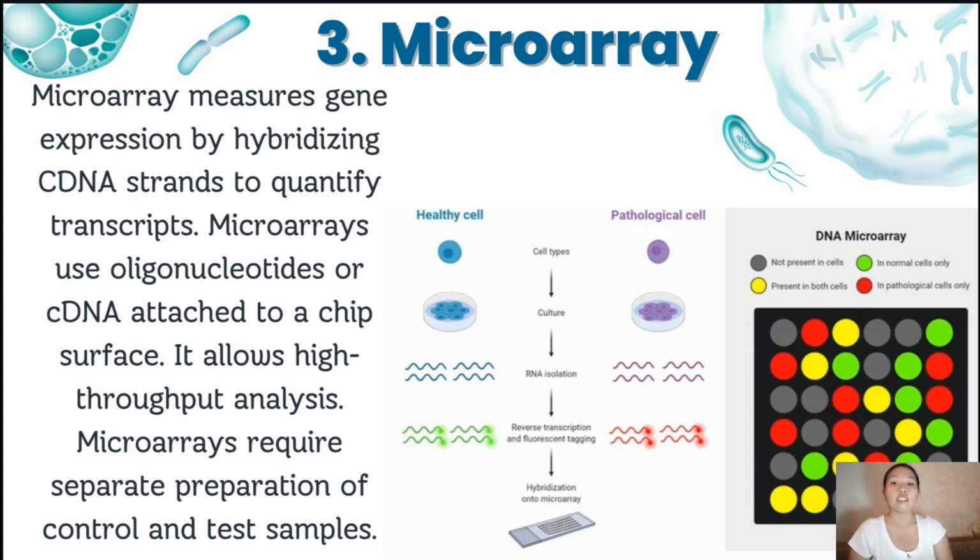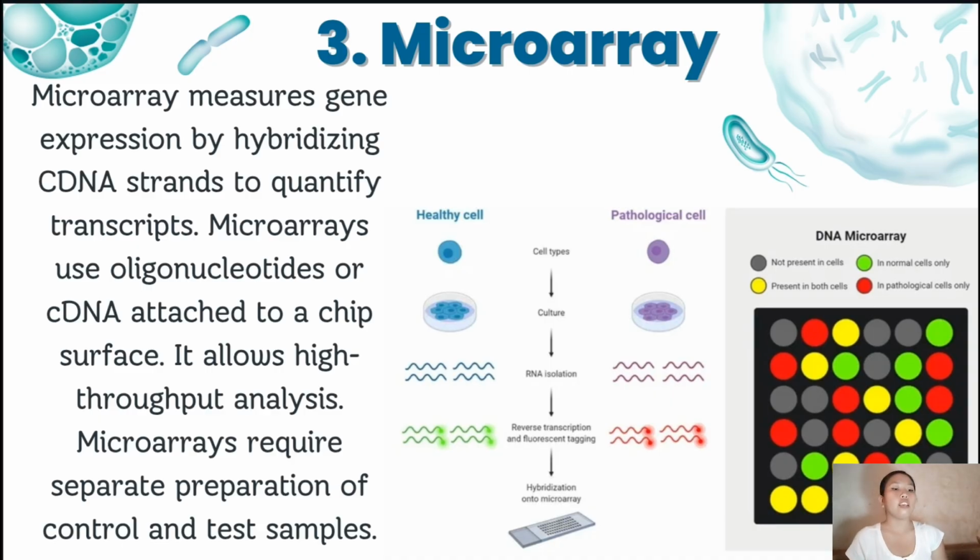Because this is a high throughput method, meaning it can test thousands of genes at once. Imagine, thousands of genes at once. Thousands of DNA spots are attached to a small chip. As you can see here, the healthy cell and the pathological cell are being compared. When the sample is applied, the mRNA hybridizes or sticks to the matching spot, allowing the scientists to see the entire expression profile of the hybridized cell.